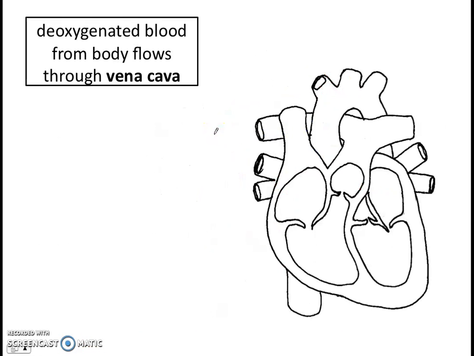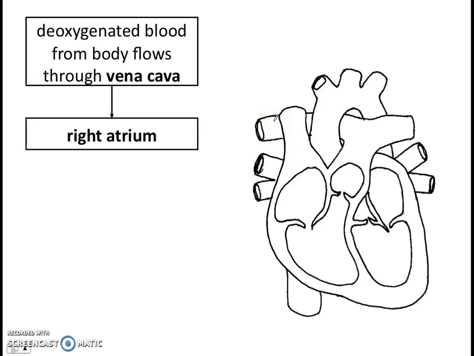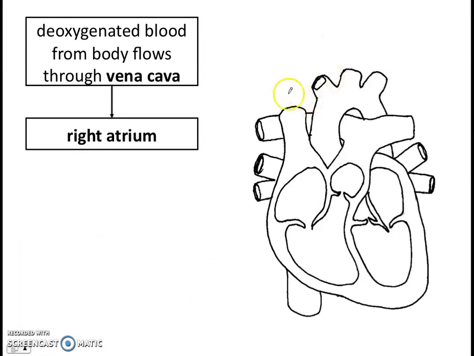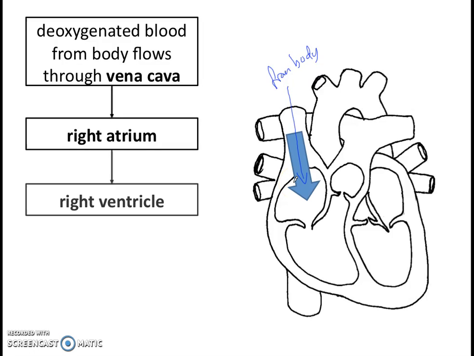Alright, for the last part of this video, we're going to look at how blood flows through the heart. So I've already described a bit, but here's just a recap. So deoxygenated blood from the body will flow through the vena cava, right, and it will enter the right atrium. So let me draw that again for you. Right, so deoxygenated blood from the body will flow into the vena cava, which is this blood vessel, into the right atrium. And then from the right atrium, right, the blood will move into the right ventricle.